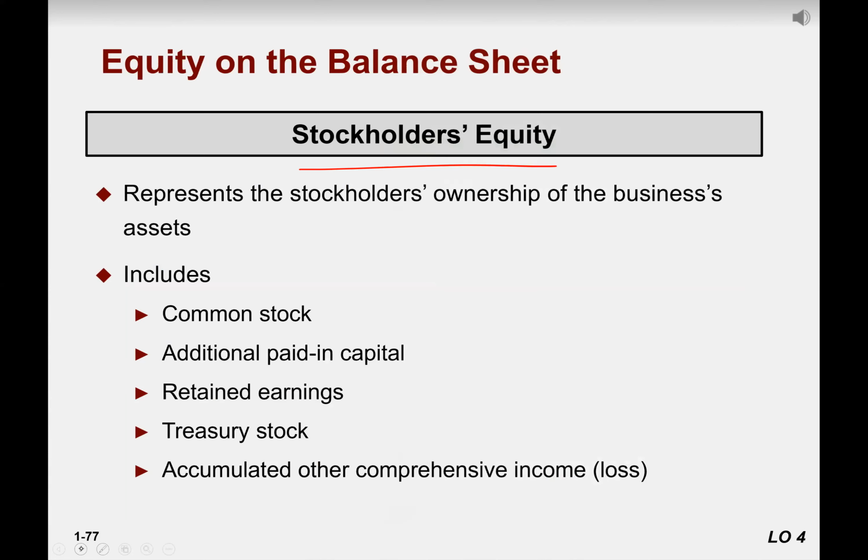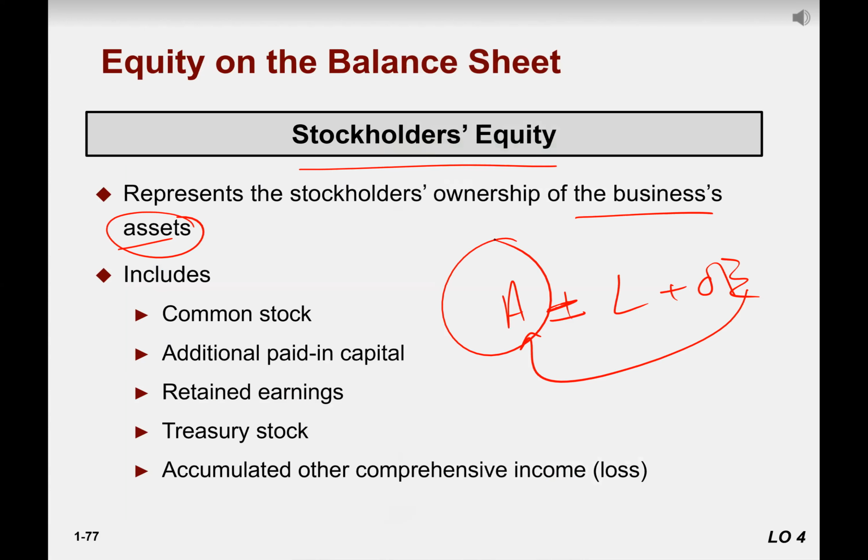And now stockholders' equity. It represents the stockholders' ownership of the business. Assets, right? How much they own in the company's assets. That's it. So they include common stock, additional paid-in capital, retained earnings, treasury stock, and other comprehensive income. Let's talk about these one by one.